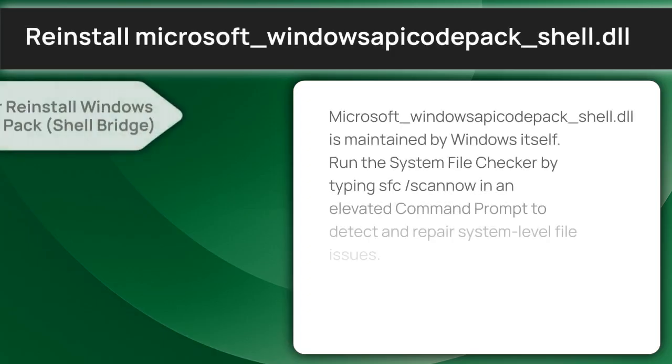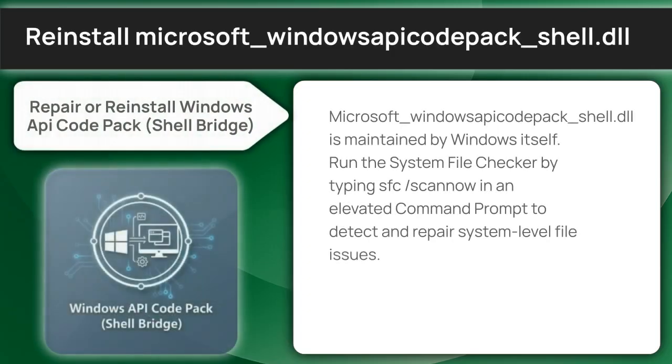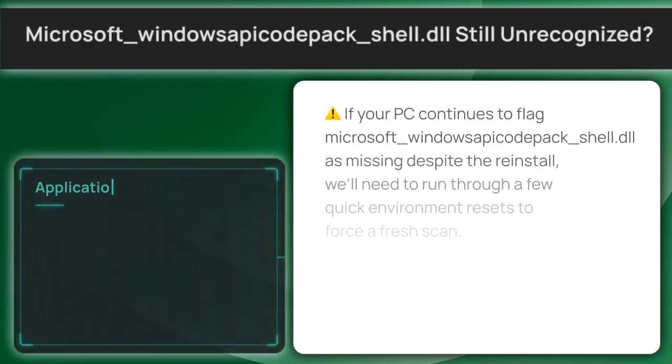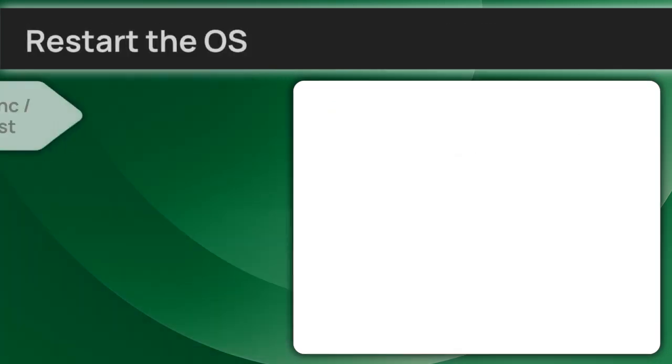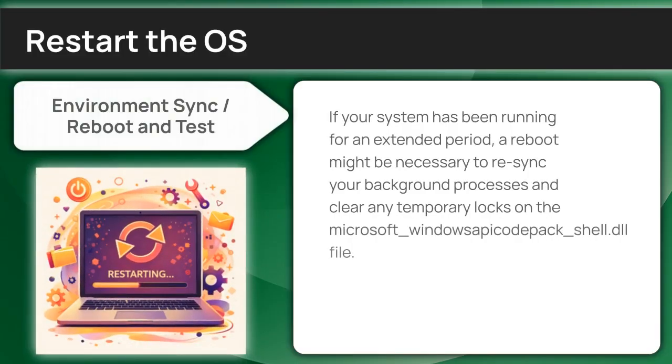Microsoft Windows API Code Pack Shell is maintained by Windows itself. Run the system file checker by typing sfc /scannow in an elevated command prompt to detect and repair system-level file issues. If no luck was had with the redistributable package, we will escalate the fix by performing a targeted reset of the system state. A standard restart allows the Windows bootloader to rescan your system directories and potentially recognize an unregistered Microsoft Windows API Code Pack Shell component.